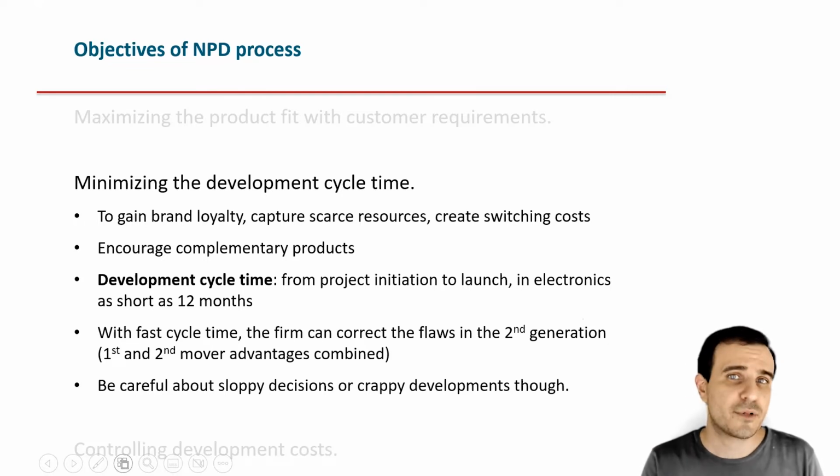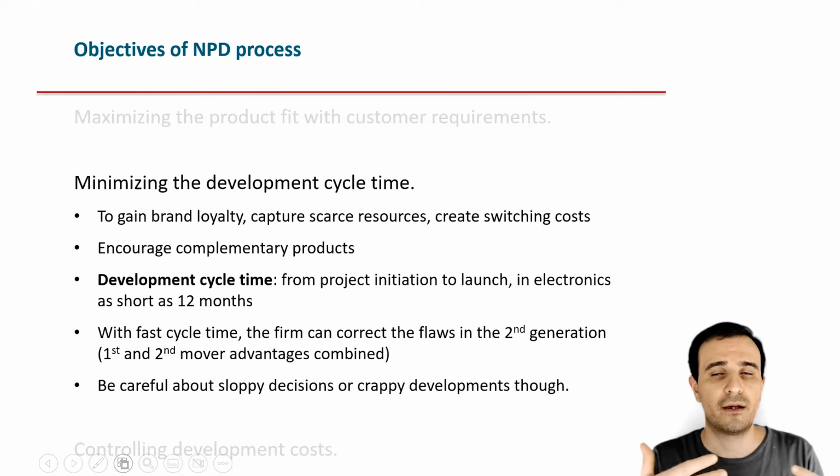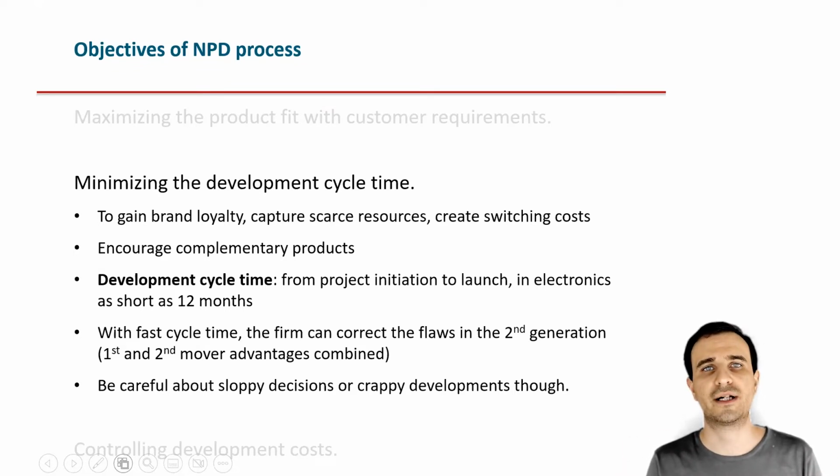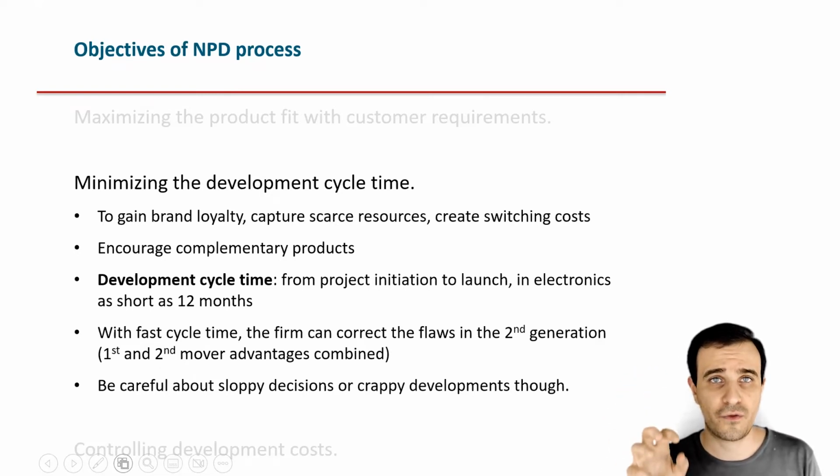Additionally, you can capture scarce resources. For example, raw materials, critical raw materials, supply of raw materials, or relationship with suppliers, or relationship with distributors, and so on. And also, when you are the first, you can create the switching cost. The switching cost that will enable your company to lock in the customer.